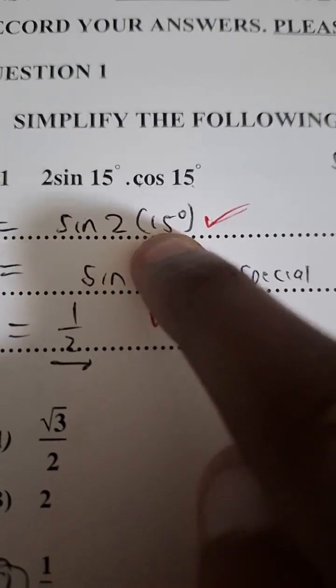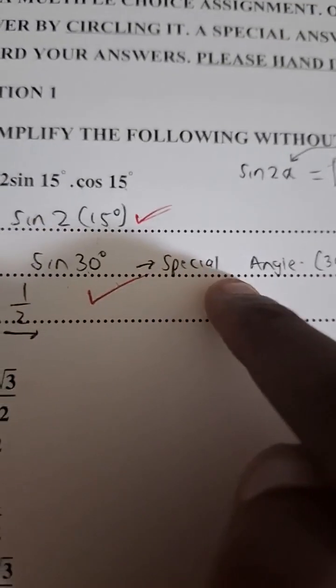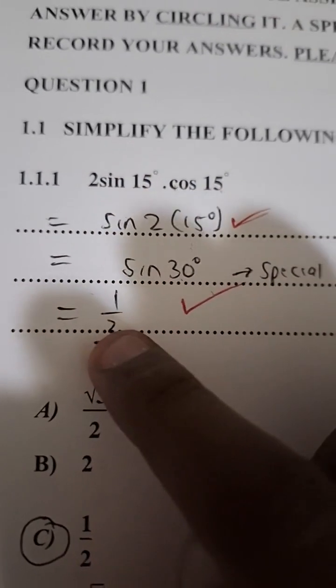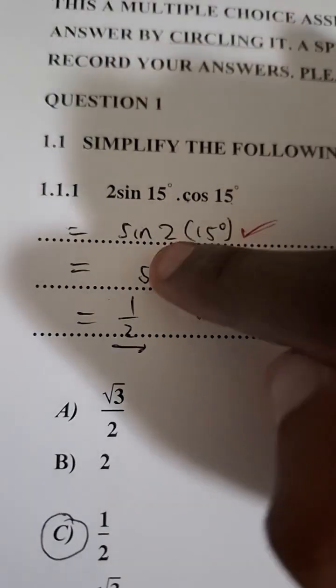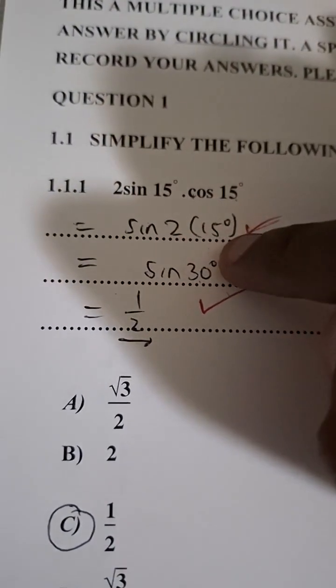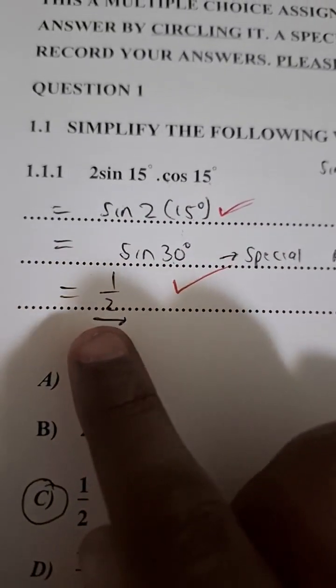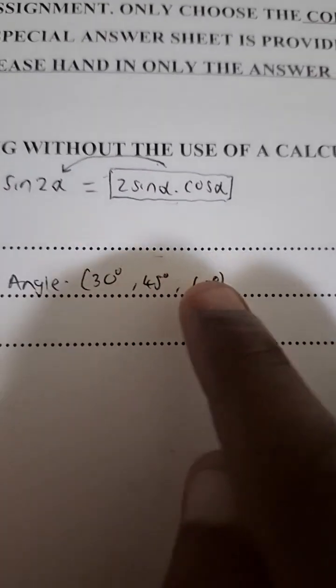Sine 2 times, not alpha, but 15 degrees. What's 2 times 15? 30 degrees. What's 30 degrees? It's a special angle. So sine of 30 degrees is the special angle. So we can put this in our calculator. We get the numerical value half. Okay. So from the expanded form to the single trigonometric ratio of the double angle of sine, but sine 2 times 15 is 30 degrees, and then the sine of 30 degrees. Because 30 degrees is a special angle, we get a half. Remember that the acute angles that are special, there's 30 degrees, 45 degrees, and 60 degrees.